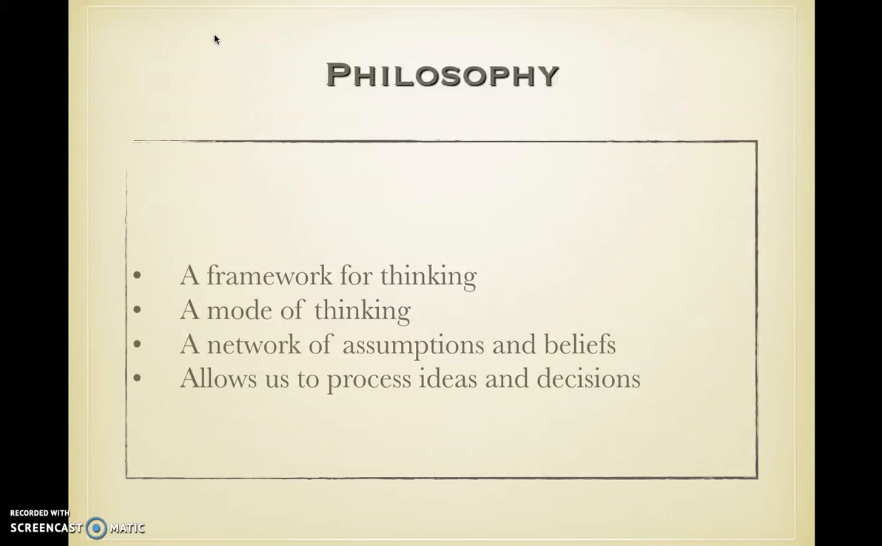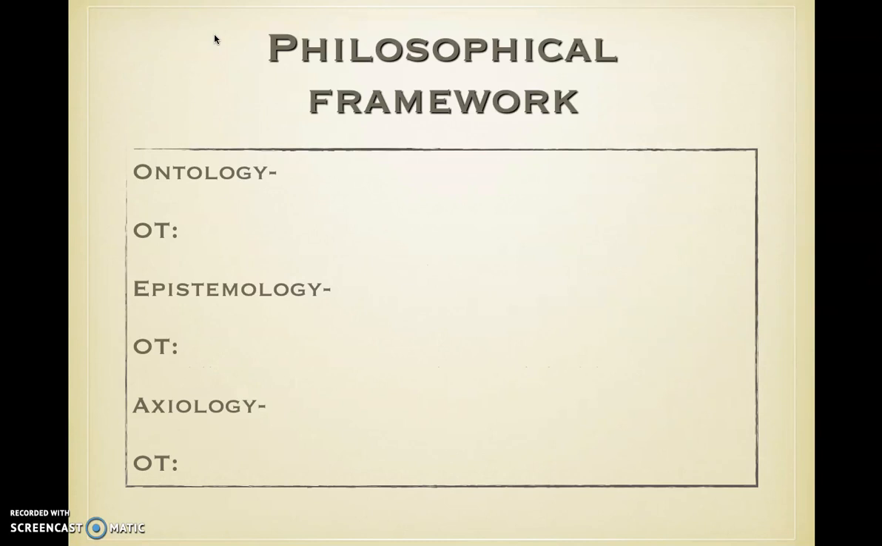So what is philosophy? Philosophy is a framework for thinking, a mode of thinking. It's also a network of assumptions and beliefs, and it allows us to process ideas and decisions. So how does this translate to occupational therapy's philosophy? A philosophical framework has three elements. The first is ontology, and that is what is most real, what is prime reality. This translates to OT as we want to know what is OT's view of humans, what are the most real dimensions of life from an OT perspective, and we're going to dive deeper into this in the next slides.